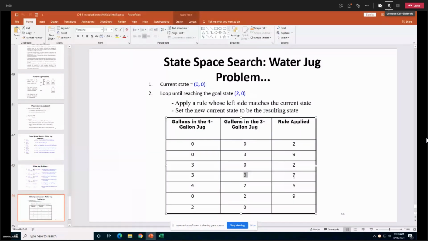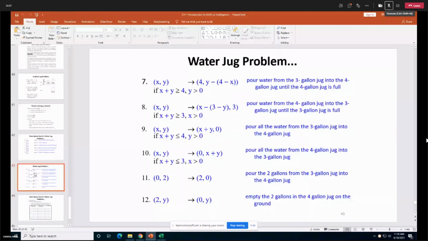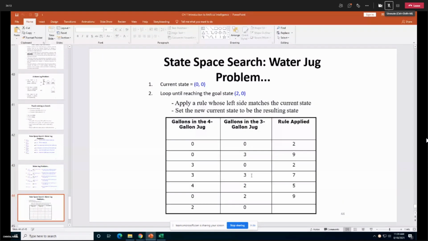Rule number 7 says to pour water from the 3-gallon jug into the 4-gallon jug until the 4-gallon jug is full. So pouring the water until the jug is completely filled, we get 4, 2. Now we empty the 4-gallon jug. Rule number 5 is applied, pouring all the water from the 4-gallon jug onto the ground. So we have 0, 2.